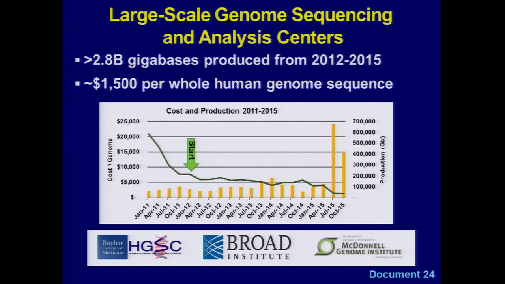Now, this time interval included too many milestones to list, but highlights include the completion of the 1,000 Genomes Project, the end of data production for the Cancer Genome Atlas, TCGA, and the full implementation of the Illumina HiSeq X10 systems, with the latter clearly evident by the significantly increased sequence production beginning in July of 2015. Overall, these accomplishments provide an excellent foundation for the next phase of the genome sequencing program, which I'm going to talk about in a few slides.